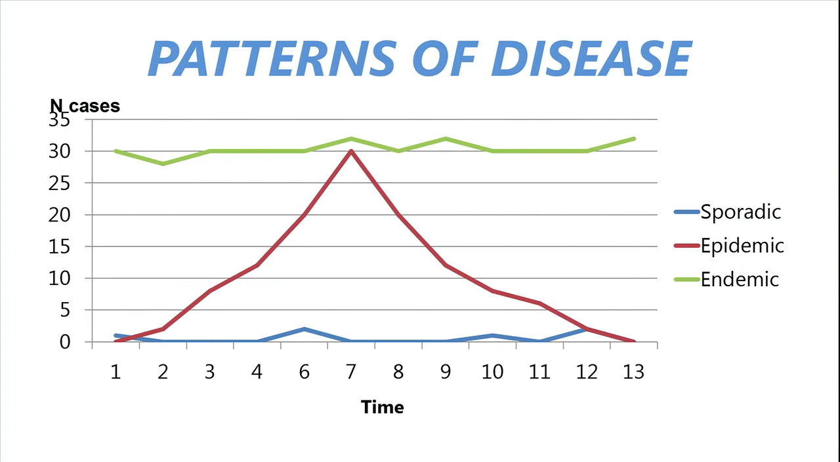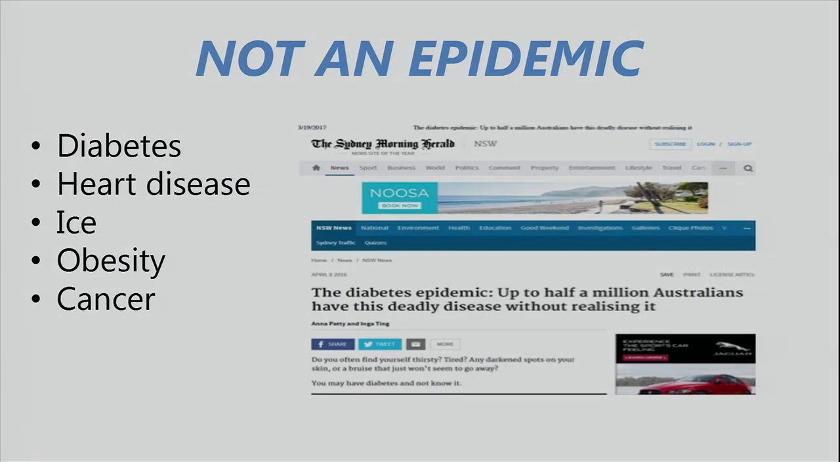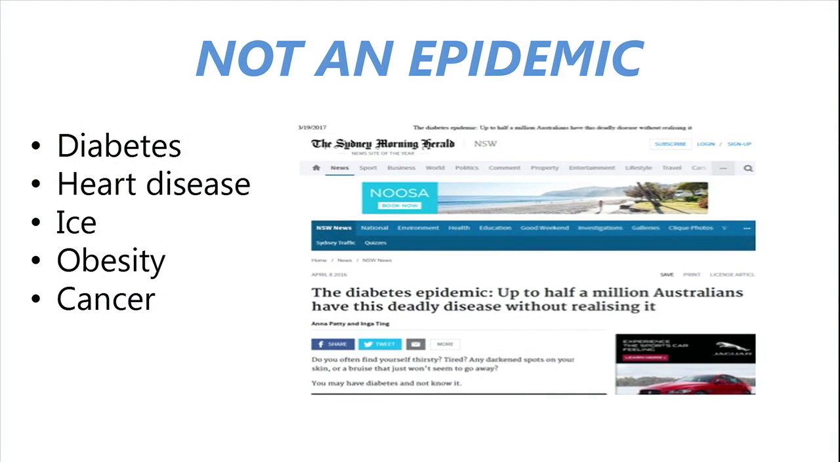Patterns of disease, just to mention: we hear the word epidemic used widely for almost anything, but epidemic generally refers to something that has a very rapid rise in cases, a peak and a fall over weeks to days, and causes stress on the health system and requires surge capacity. So chronic diseases like diabetes, heart disease, drug addiction, obesity, cancer are often referred to as epidemic, but they're serious endemic diseases, they're not epidemic diseases.